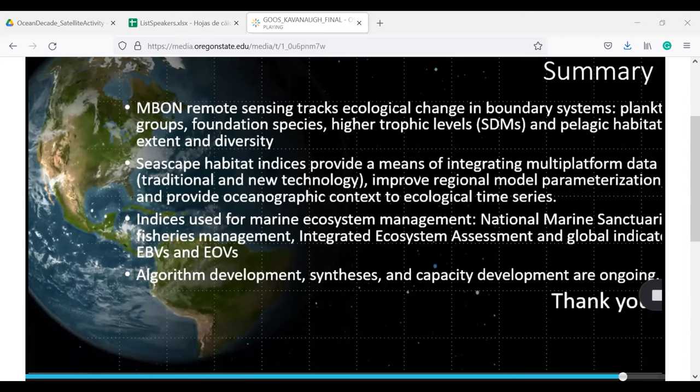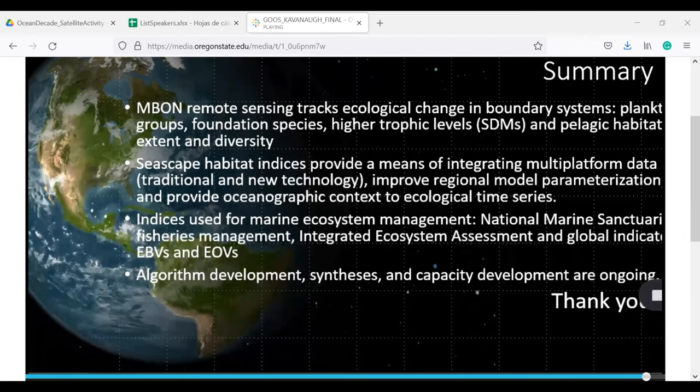These indices also provide a means to improve regional model parameterization and provide oceanographic context to some of these longer term ecological time series that we partner with. Seascape indices, remote sensing indices rather, can be used for marine ecosystem management in coastal regions, and some of our end user partners are the National Marine Sanctuaries, Fisheries Management, Integrated Ecosystem Assessment, as well as for global indicators, including essential biodiversity variables and essential ocean variables.